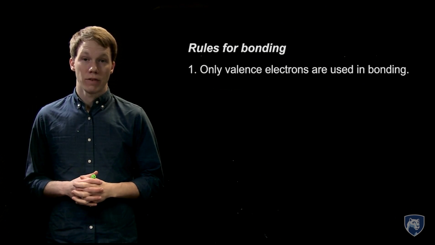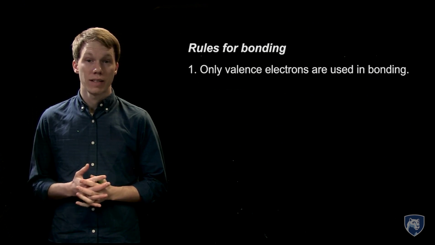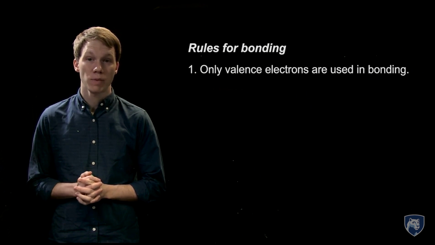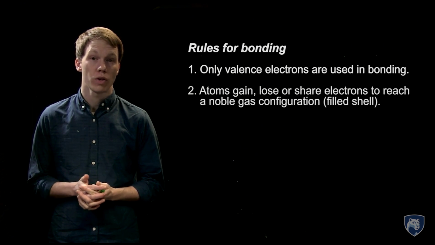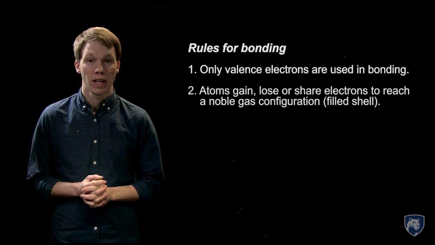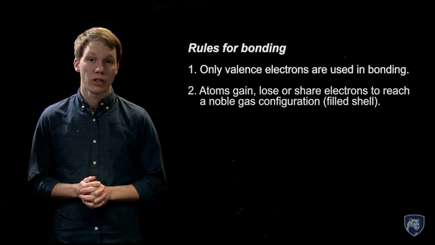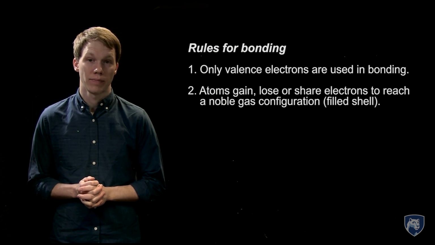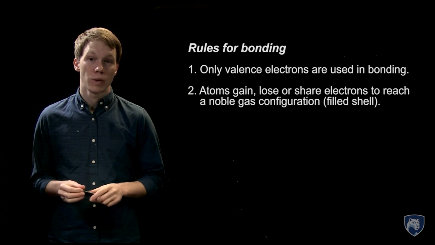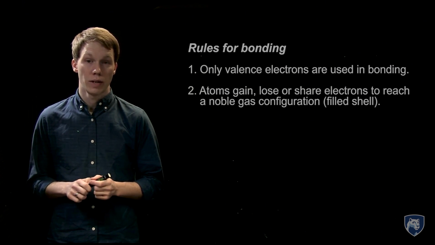The second guideline for bonding is what we're going to refer to as the octet rule. The octet rule is the idea that atoms will gain, lose, or share electrons to reach noble gas configuration. That is a complete outer shell of electrons. The octet rule has many exceptions, and we'll expand on those as we move through the bonding unit. But just to start, let's look at those transition metals I mentioned.